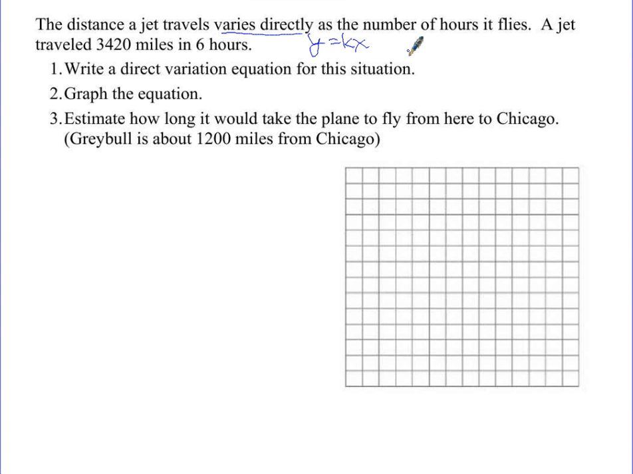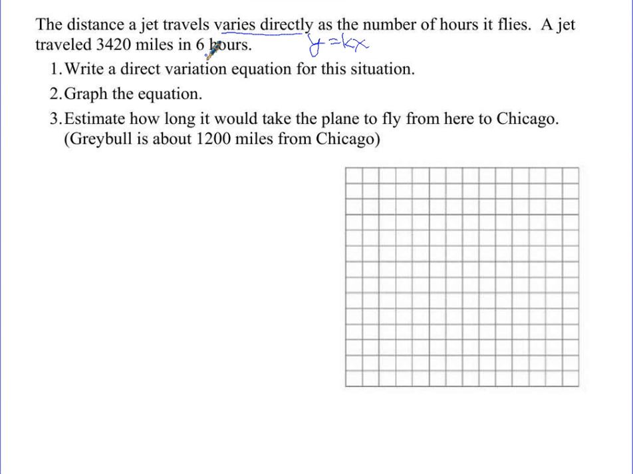Then they tell me a jet traveled 3,420 miles in 6 hours. Is that pretty fast? Seems like it. Seems pretty fast. Okay, so it says write a direct variation equation for this situation. Well, we know we're going to be using y equals kx, and they gave me some information here. We need to determine which number goes with which letter.